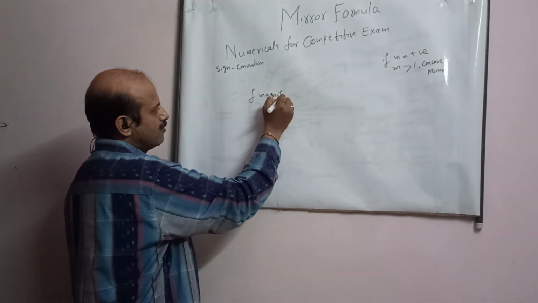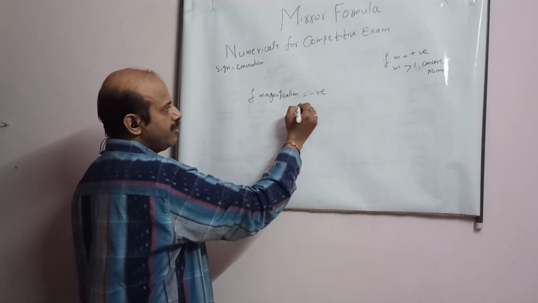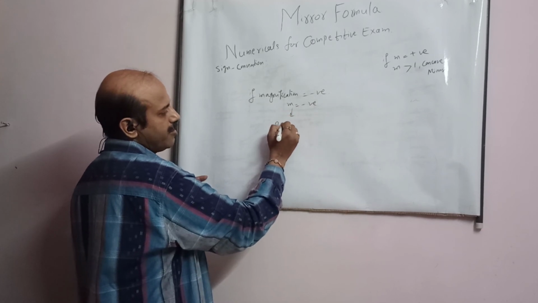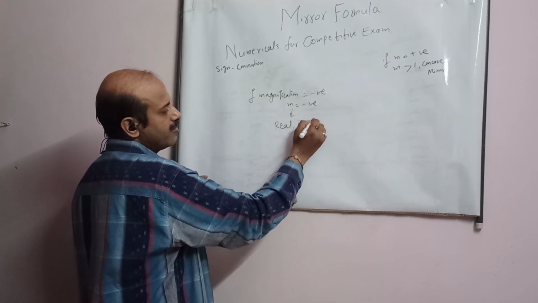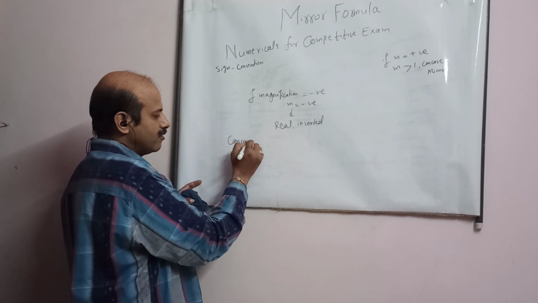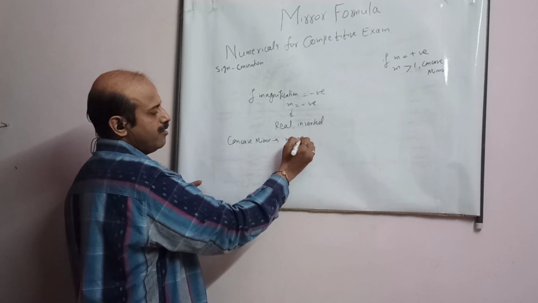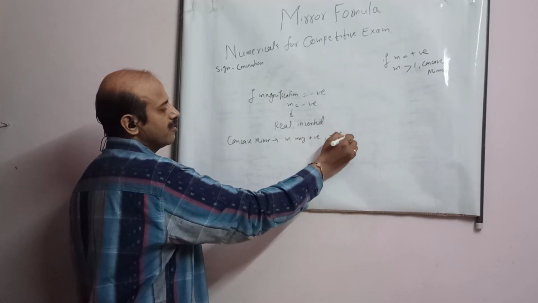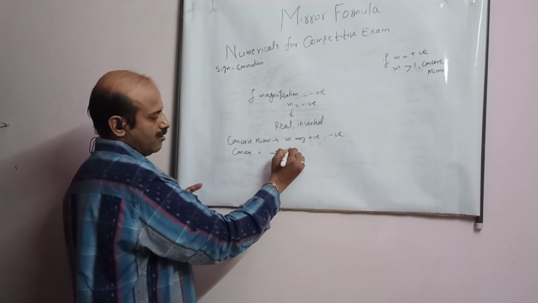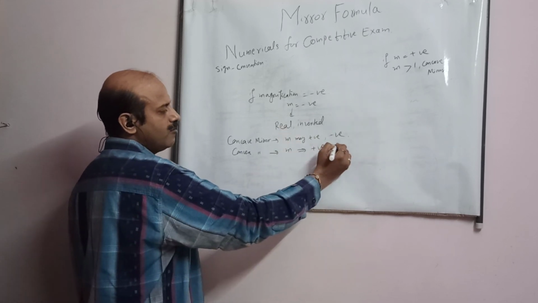If magnification comes out to be negative, this will mean the image is real, and real means it is inverted. And in case of concave mirror, both are possible. M may be positive as well as negative. But in case of convex mirror, M will always be positive and its value will be always less than 1.